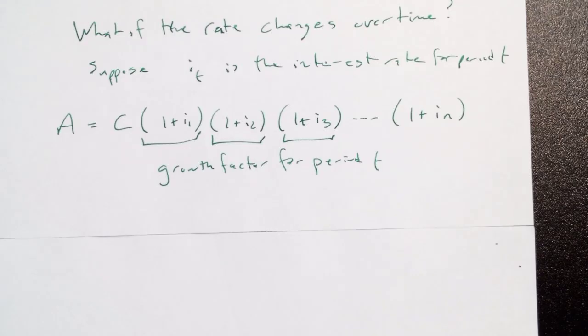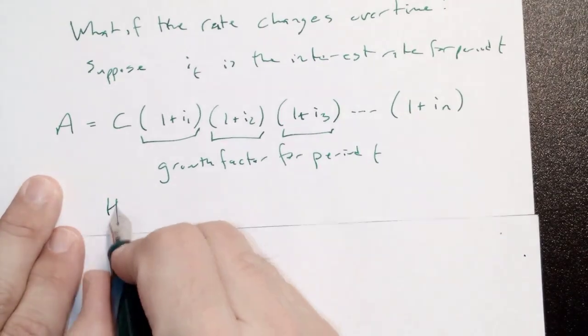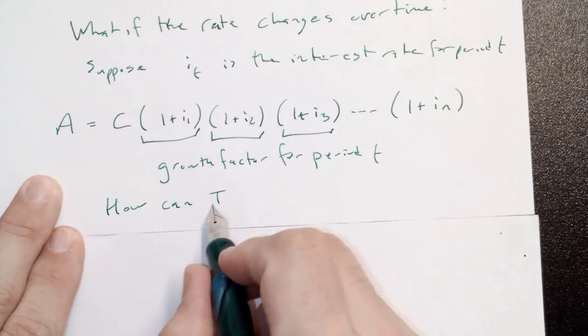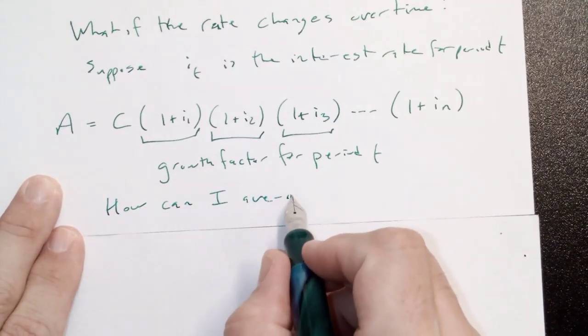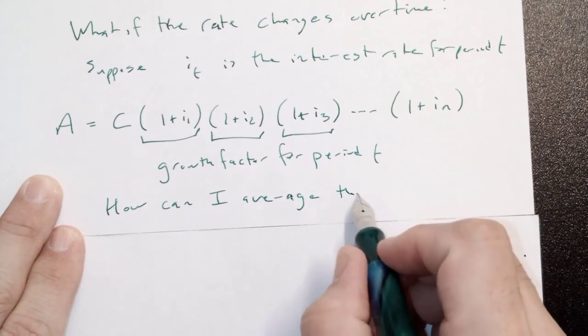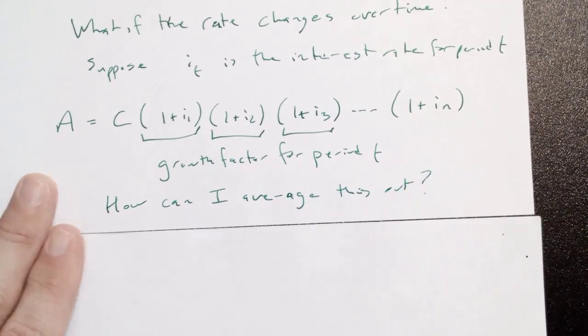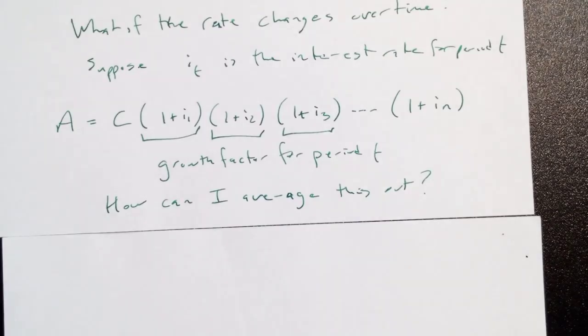I would really prefer to then take this and figure out, all right, well, how'd I do on average? Because that would make more sense to me. What's the average rate over this whole time? Hmm. Let's do an example. See if I can figure this out via an example.